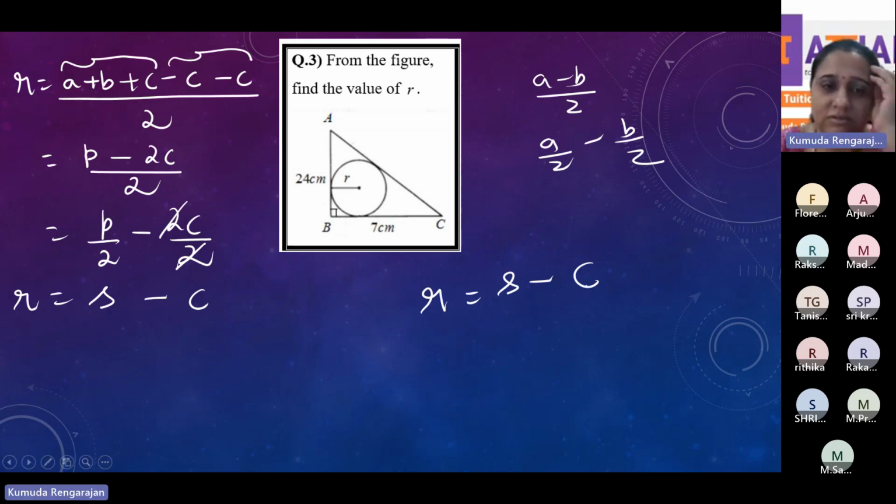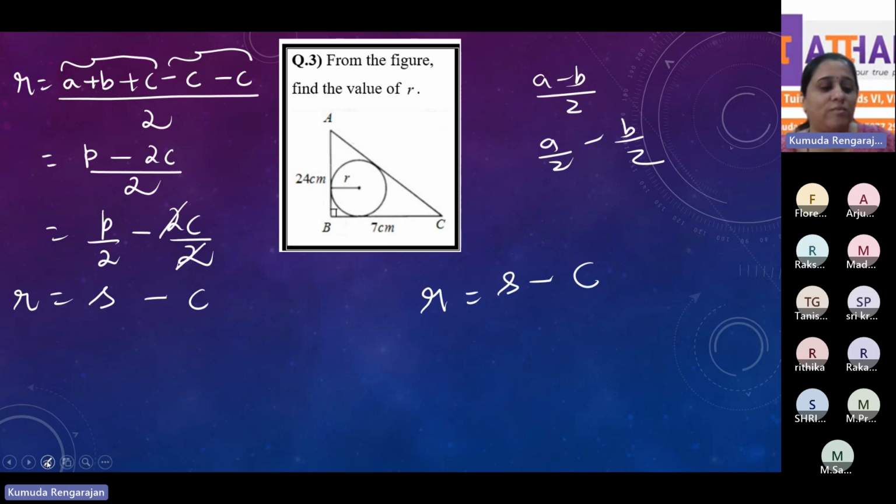So these two formulas can be used to find the inradius of the circle inscribed in a right triangle only. Because the formula is like that: a plus b minus c, that is, the sum of the legs minus the hypotenuse, by 2. So this is not for every triangle.